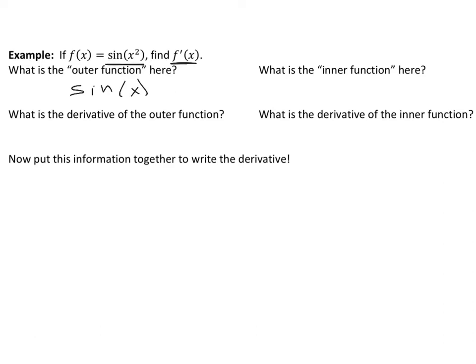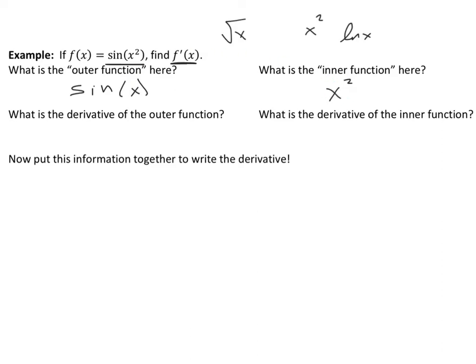Now, you might have said that the outer function was sine, but sine alone isn't a function. Saying sine alone is like saying square root, or squared, or natural log. All of these things need an x in order for us to have a function for them. So the outer function here is sine x, and the inner function, the thing being plugged into it, is x squared. So you can see that this sine of x squared comes out of us taking the sine x function with x squared plugged into it.